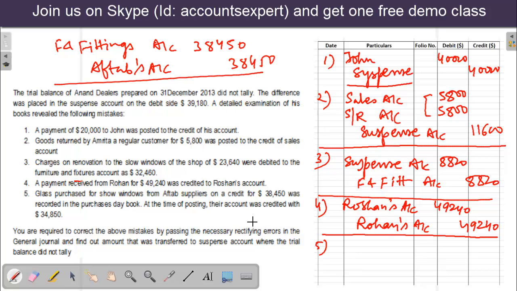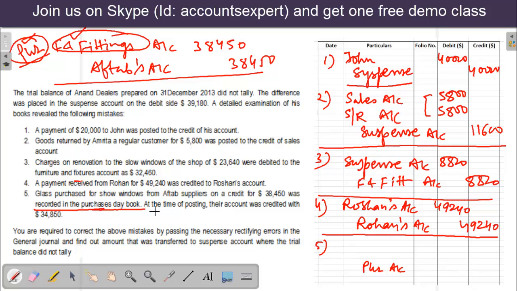But see what we did. It was recorded in the purchase day book. It means instead of debiting this account, we debited which account? Purchase account. So this account was unnecessarily debited, the purchase account. So now I will credit this account. Purchase account will be credited with how much amount?